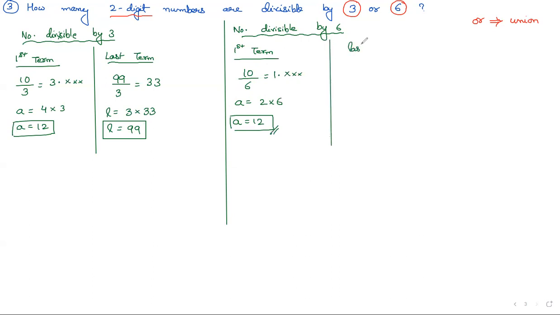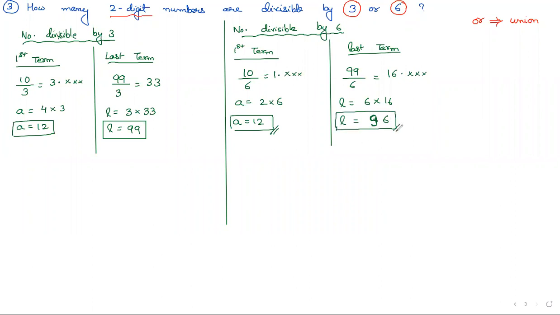And then I have my last term into consideration. I'll have to take 99 into consideration, divide by 6. 6 ones are 6, 6 6s are 36, 16.66. So will I take 16 or 17? No, I'll have to consider the last term as 6 into 16, which is 96.